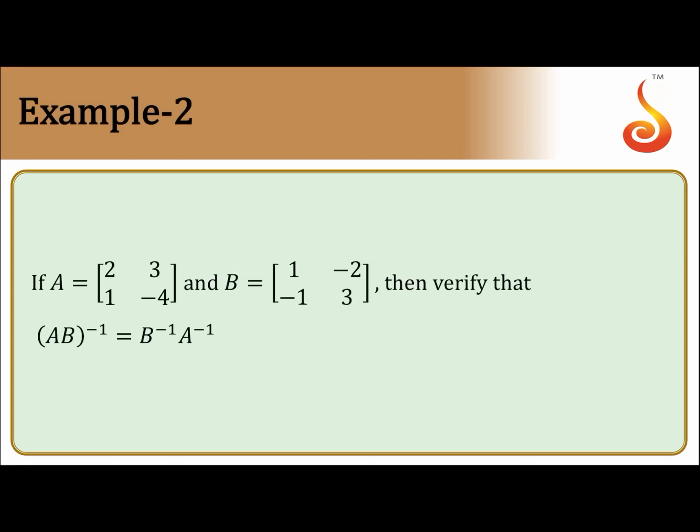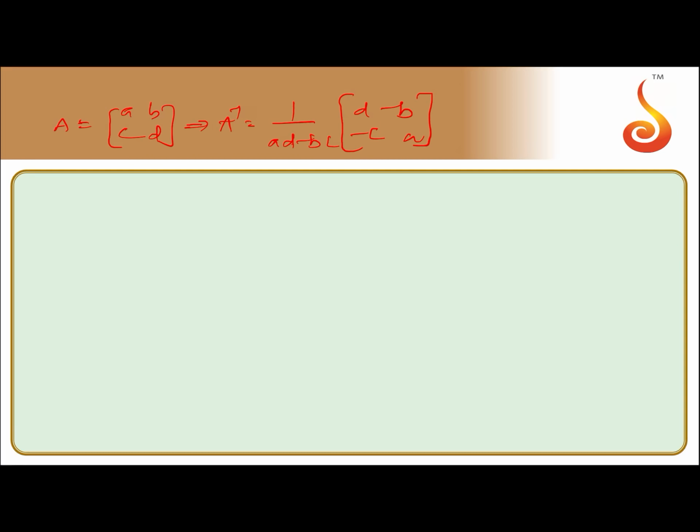So if A is equal to [a b; c d], then the inverse of this matrix is 1 by (ad minus bc) times [d, minus b; minus c, a]. This is the formula. Let's take A equal to 2, 3, minus 4, 1, minus 4.